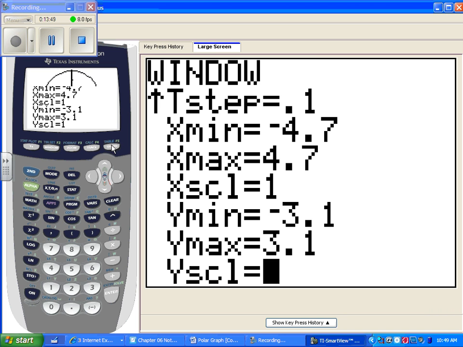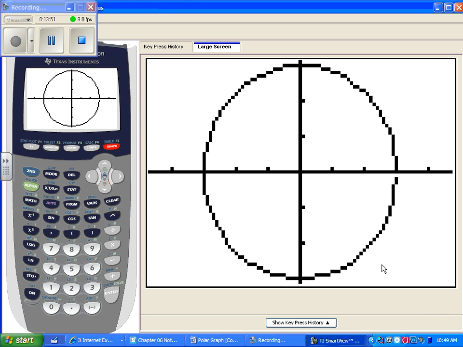When I graph this, I get what basically looks like a circle, and since my x scale is 1, I know that I have 1, 2, what looks like 3 as a radius. So that's what I'm going to try to prove.